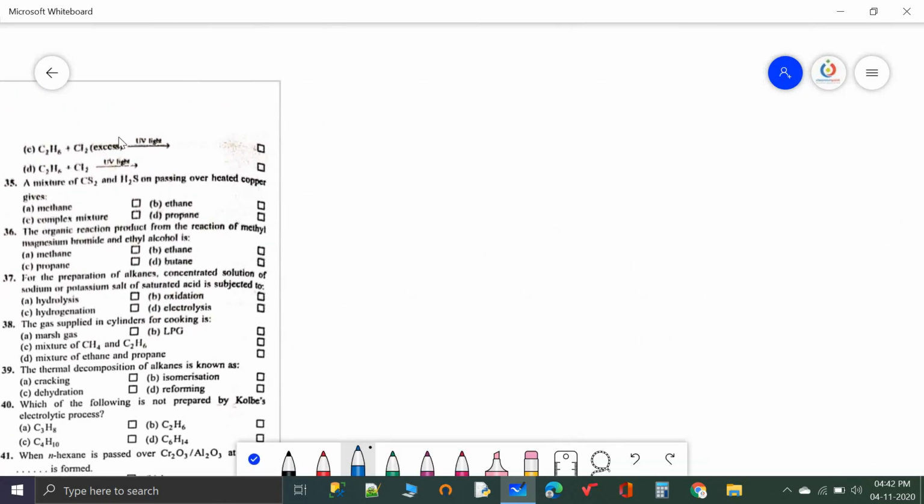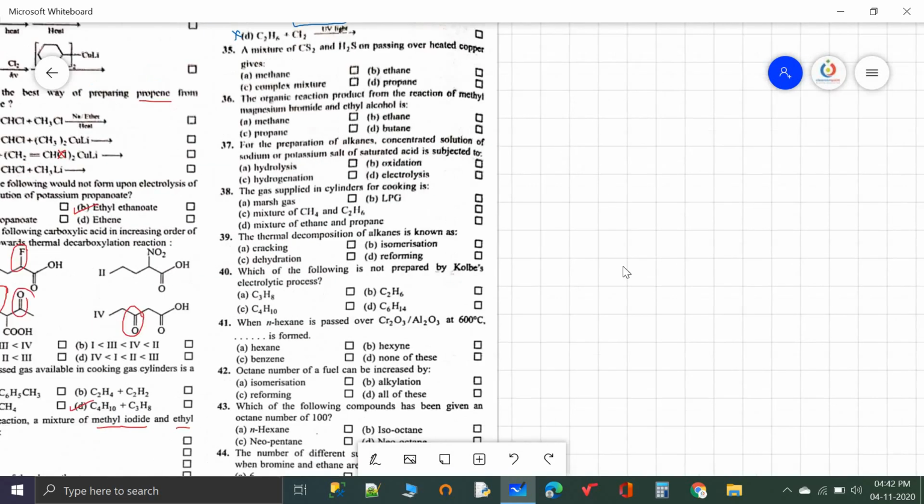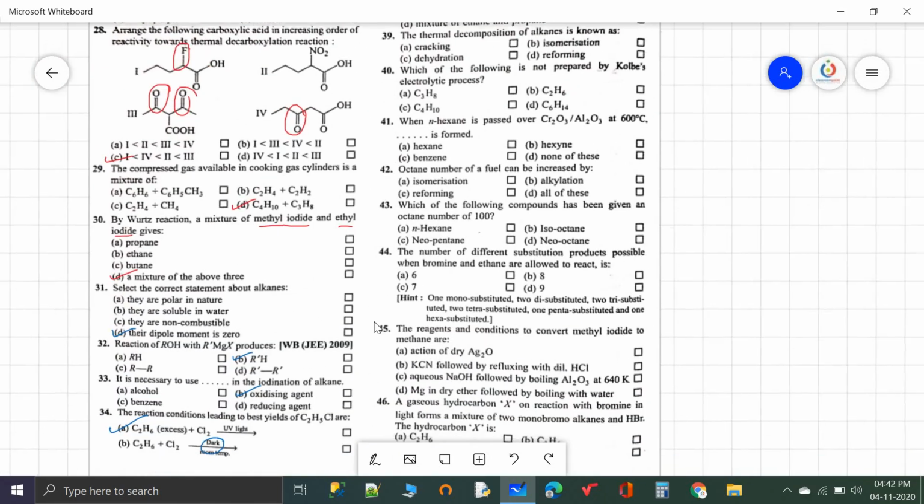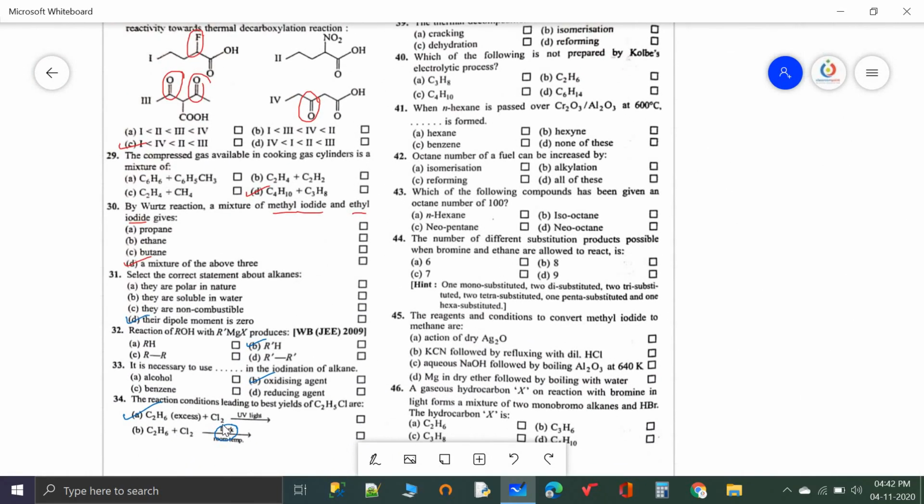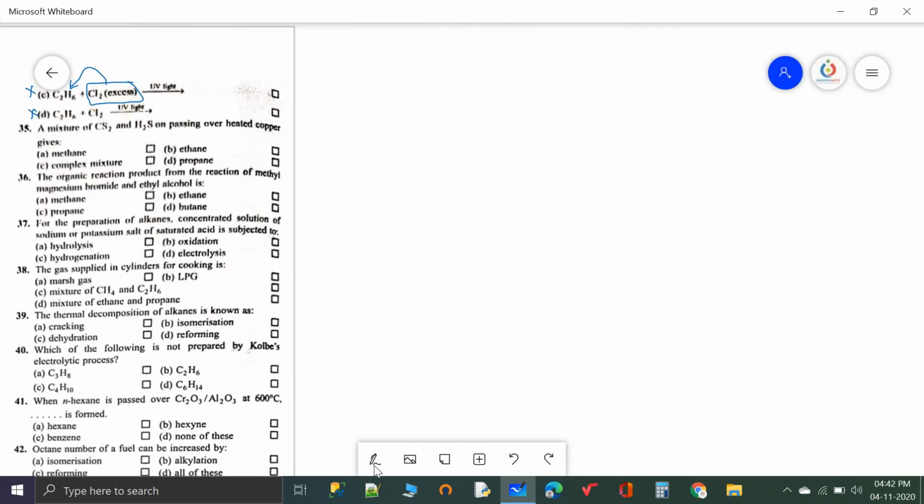If chlorine is present in excess, this chlorine will replace all the hydrogens of the ethane and we will get perchloroethane, so that reaction is ruled out. And if the ratio is 1:1 also, then there are chances for the chlorine to remove all the hydrogens of the ethane. So that is the reason why this reaction is also ruled out. So for the best yield of the product, we always have to prefer to take the alkane in excess and chlorine in limited amount. Now let us see question number 35.